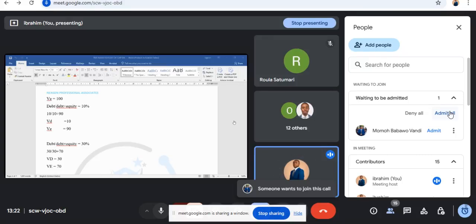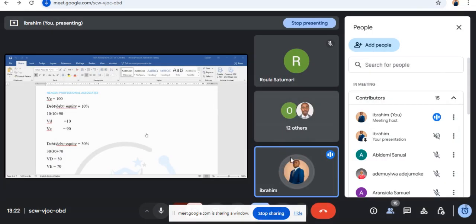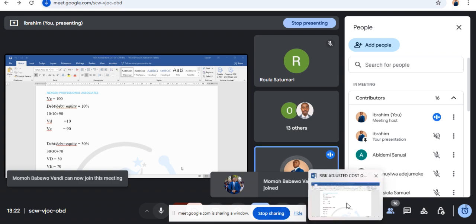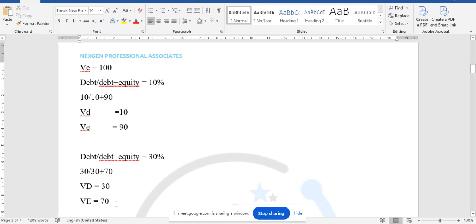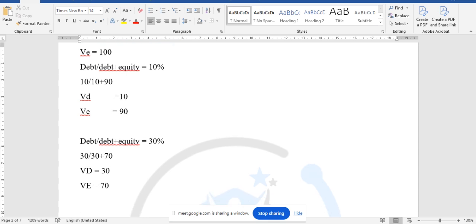Okay, welcome back, everyone. Now, let's quickly look at the next case scenario, whereby they will tell you the market value of equity, debt to equity is this. So it could be debt to assets. It could be debt to what? To assets.